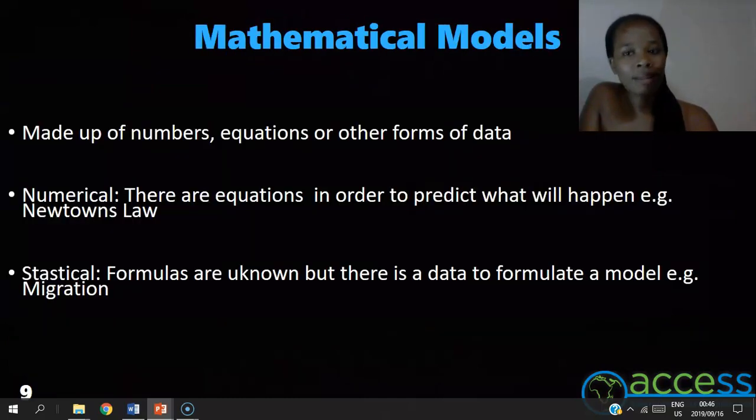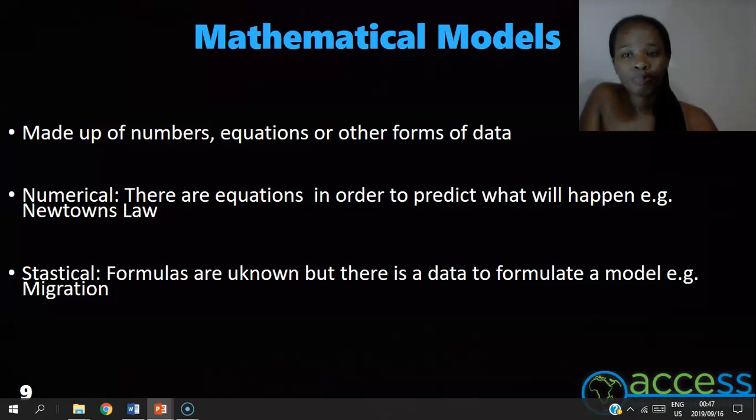Going to the mathematical model, it is made up of numbers and equations and other forms of data. We have 2 types. We have the numerical model and we have the statistical model. When it comes to the numerical model, we already know the equations, but we don't know the data.